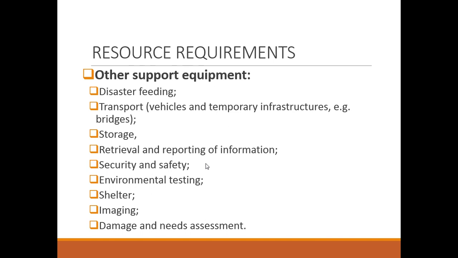Transportation, for example, there may be a need for vehicles and temporary infrastructure such as temporary bridges to facilitate movement from one region to another, particularly if a high risk area or if a disaster area has become blocked off. Equipment and resources would need to get into those areas. Imaging devices, as mentioned before, these are often used in search and rescue as well. And then, of course, there is damage and needs assessment that would have to be done after the emergency has passed.